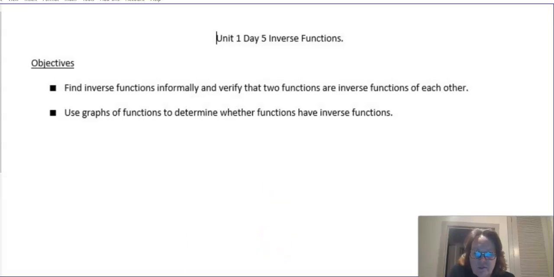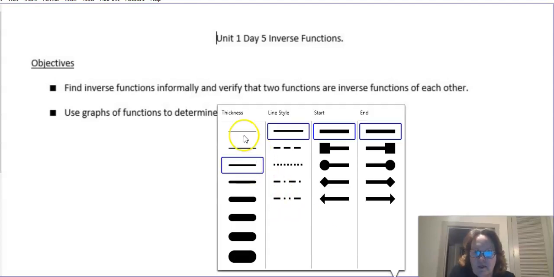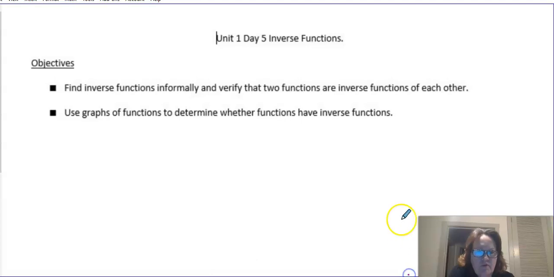Hello Math 3 students, this is day 5 of our Unit 1 and this is the inverse functions lesson. This lesson covers quite a few pages. It covers pages 10 through 14. So those are the notes that you'll need for this lesson.